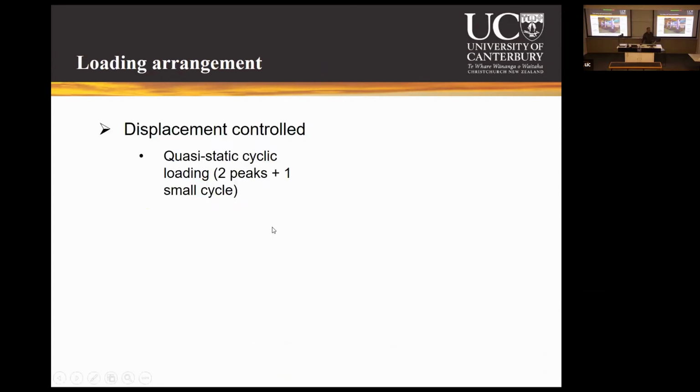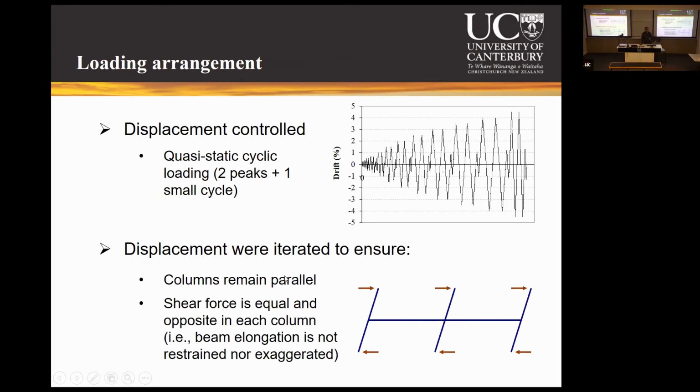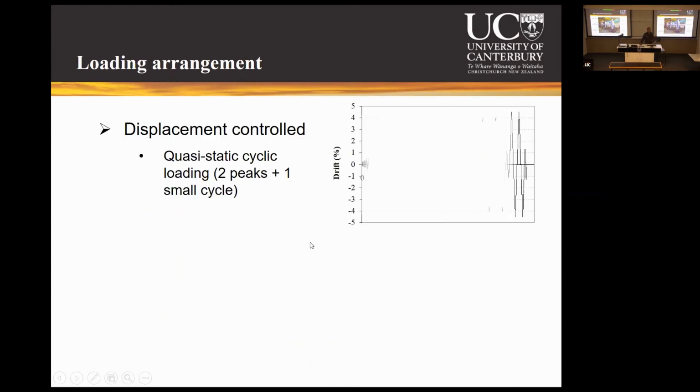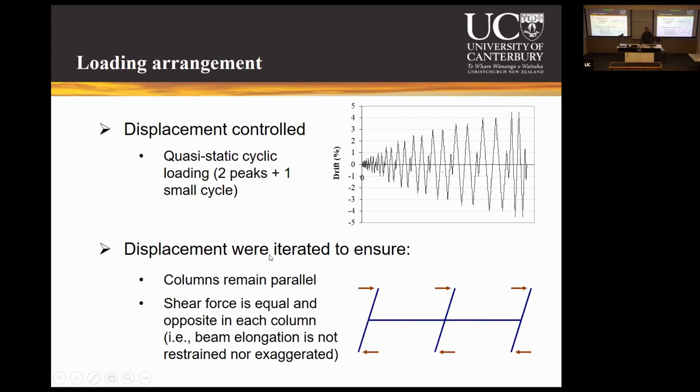When we subjected it to the loading, there was one challenge. In this setup, if the beams elongate and we fix the position of the bottom, then we will create additional axial force. We didn't want to stop the tendency of beams to elongate. That's why the displacements were iterated to ensure that the columns always remain parallel. The bottom was a two-way linear bearing, so that it could move in the direction needed to not restrain elongation, and the shear force is equal and opposite in each column.